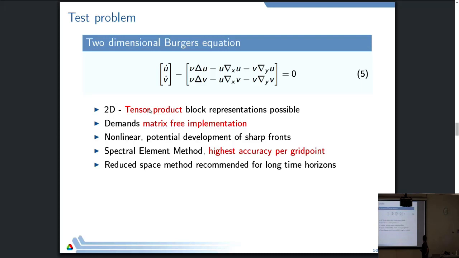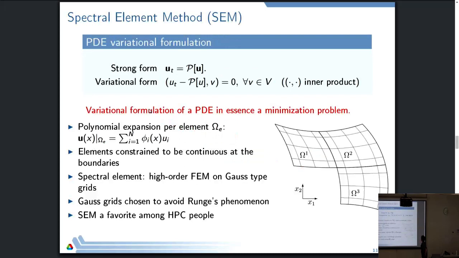What I'm trying to advocate here is that the choice of solution for this should be the spectral element method, because it has the highest accuracy per grid point. And I've seen that spectral element methods are becoming more and more popular lately. They weren't so much up to like 5 to 10 years ago. So probably a lot of you already know about SEM. And if you have long time horizons, you should solve this definitely using a reduced space method. It's not even possible the way the optimizers do it. So now talking about SEM a little bit.